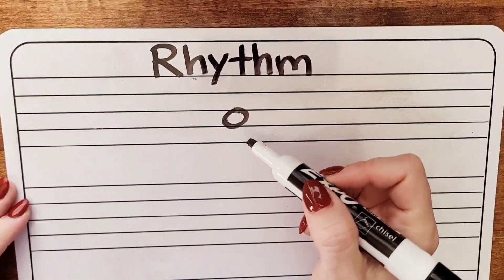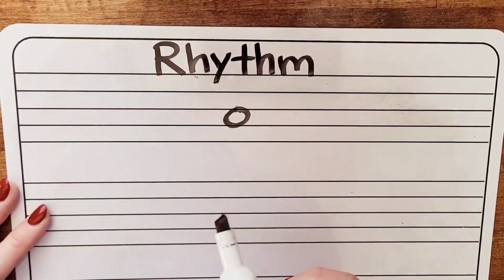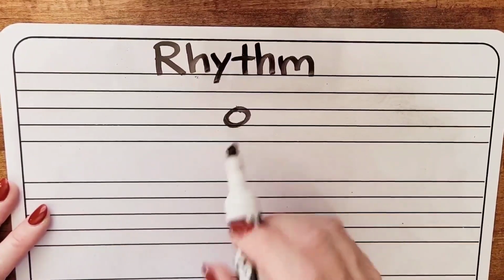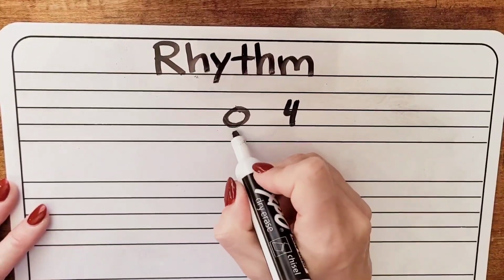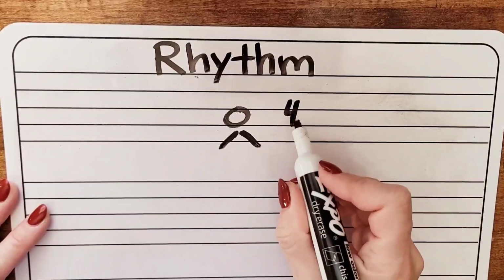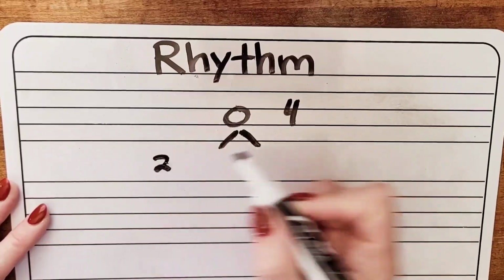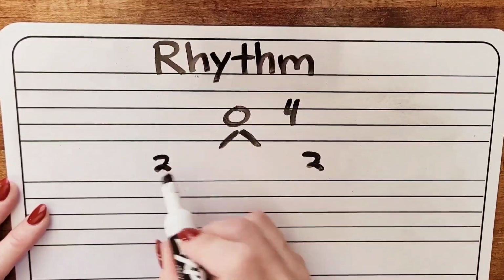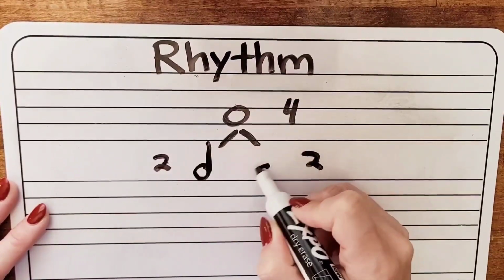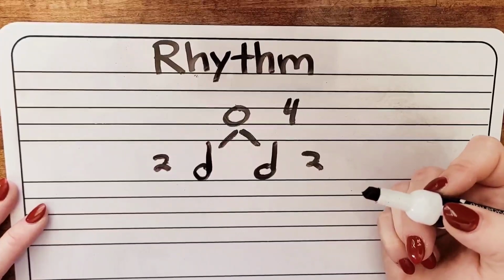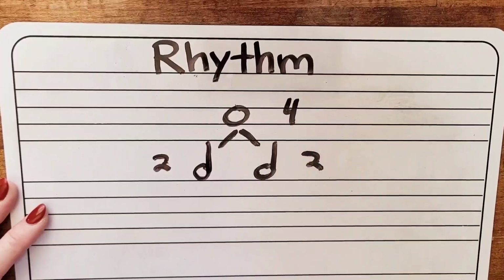So here we have our whole note, or semibreble, and I would like to fit 2 notes into this. I know that this equals 4 beats. If I was to split those 4 beats halfway evenly down the middle, we would have 2 and 2. 2 plus 2 equals 4. I could fit 2 half notes or 2 minims in this whole note. 2 plus 2 equals 4.